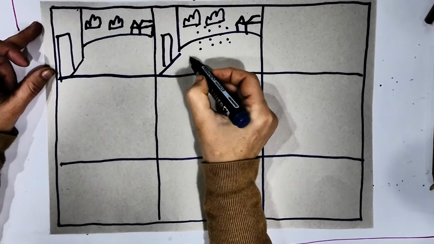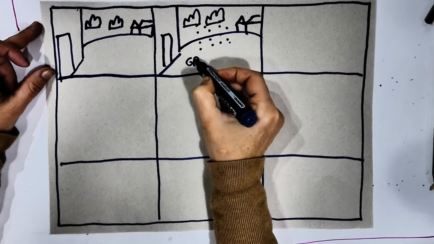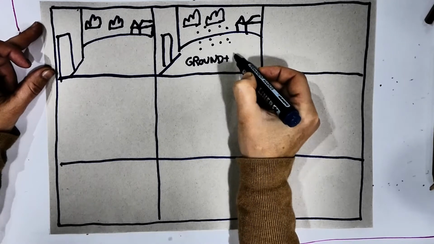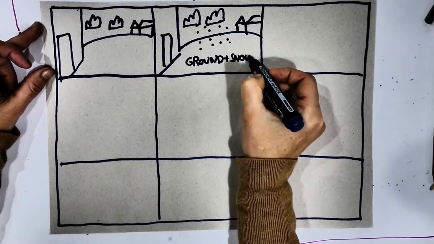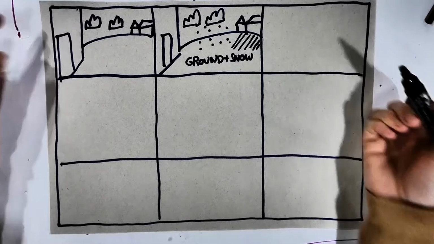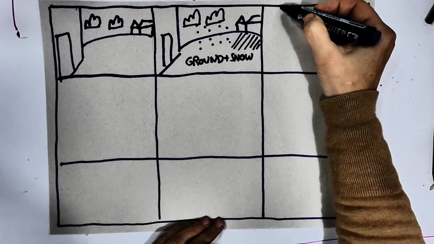So I'm going to make a little note. The snow is going to be covering the ground. Just going to write down ground and snow. And I'll show you how to do this when we do the animation.